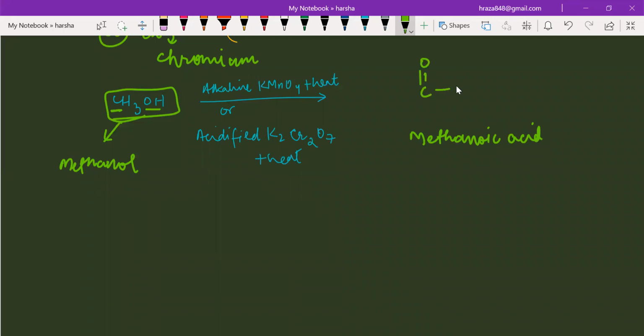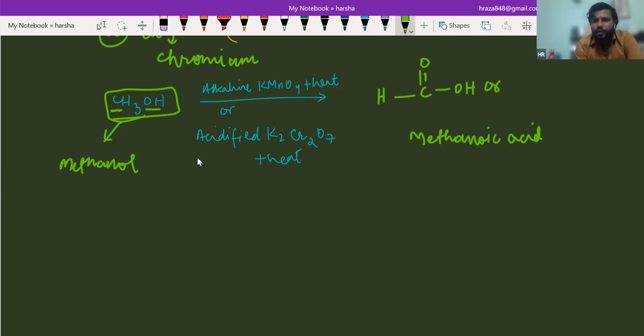Methanoic acid. And you know the formula of methanoic acid. This is your carboxylic acid, and one hydrogen will be here. I will explain this in the next class because I have another class to attend. We will see the mechanism behind it. It's very easy. I will explain this in the next class. Okay.